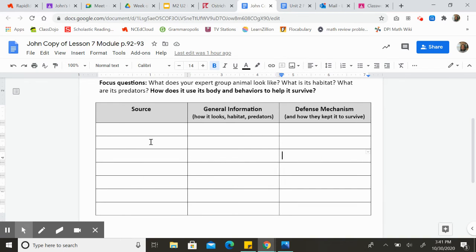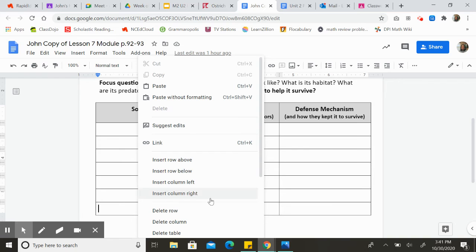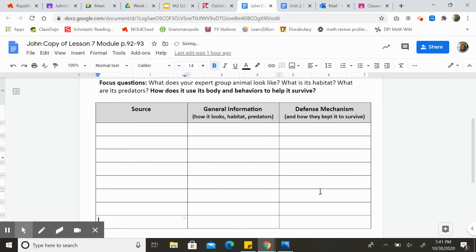You need to fill this chart up. You should probably have 2 things about how they look. You should have 2 things about their habitat. You should have 2 things about their predators and 2 things about how they use their body to help them survive. Okay, so defense mechanisms. And if I were you, I would probably do a behavioral defense mechanism and a physical defense mechanism.